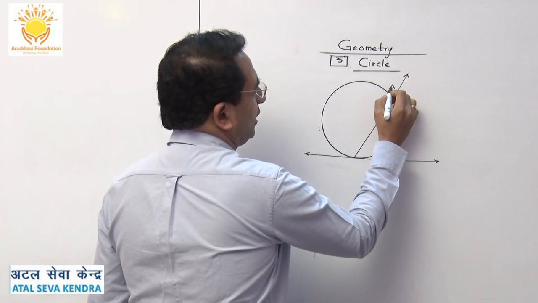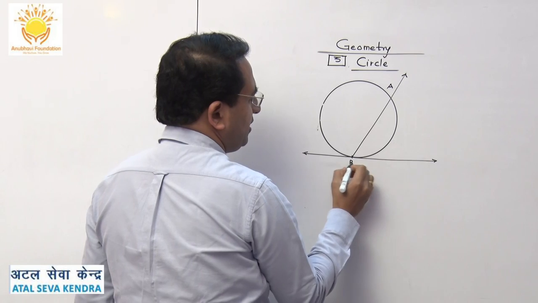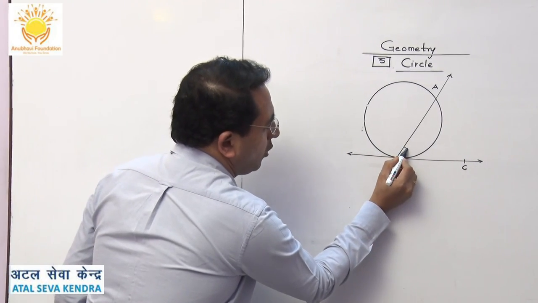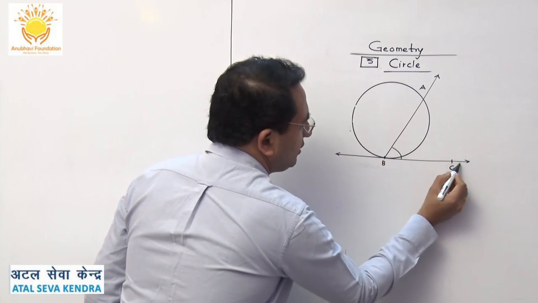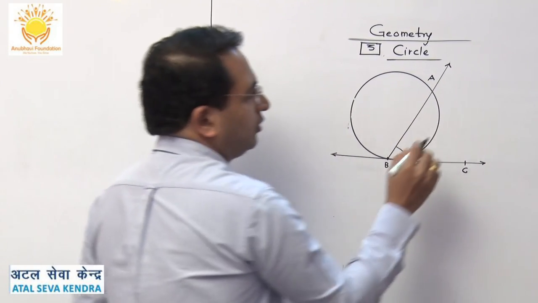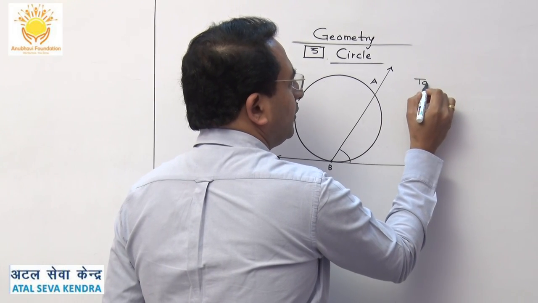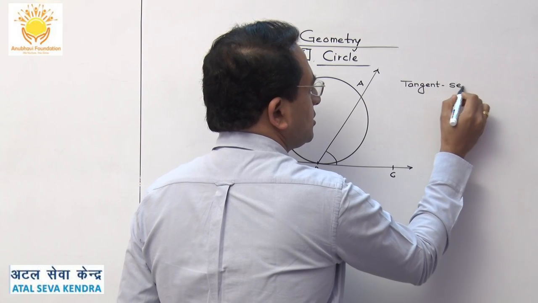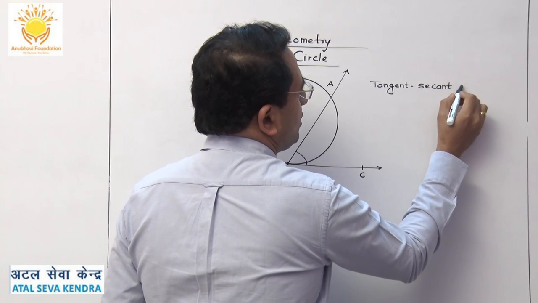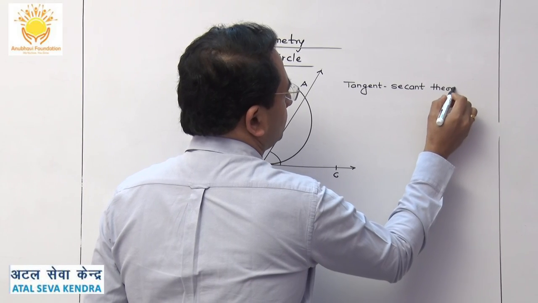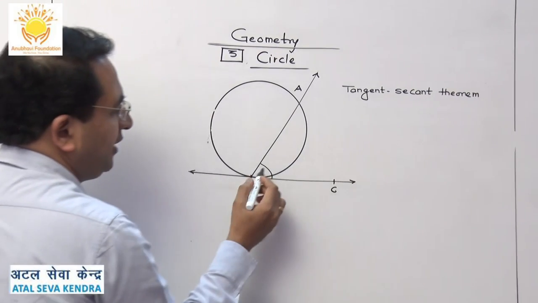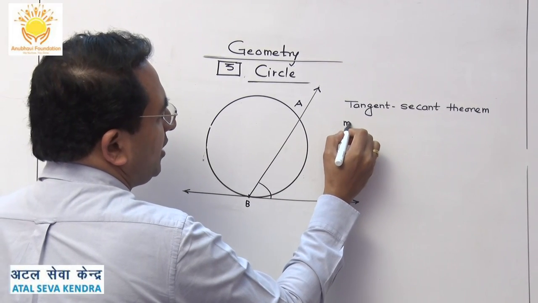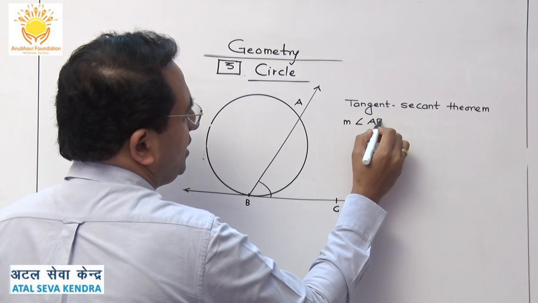Now this angle I marked as angle ABC. So this angle is formed between tangent and secant. So there is a proof. Actually that is not asked in the exam definitely, but we need to learn this. That is tangent secant theorem. As the angle between tangent and secant, that angle is major angle ABC.